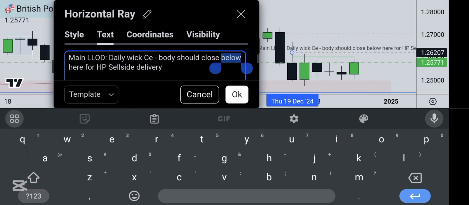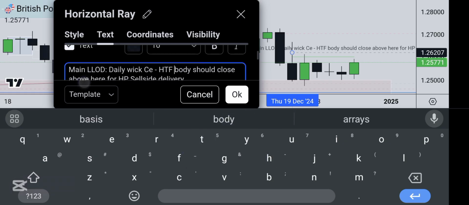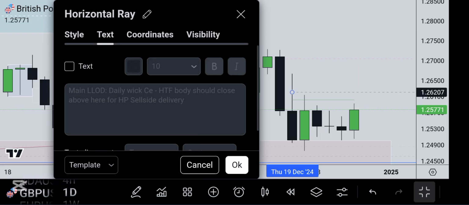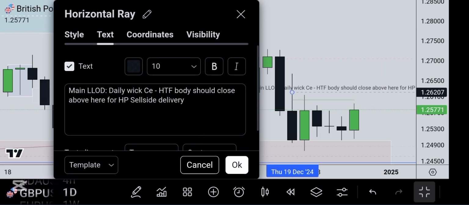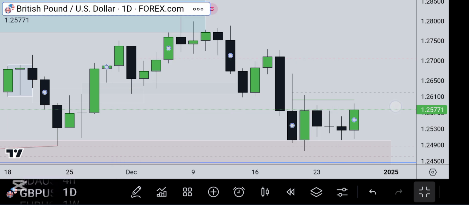So that's a typographical error. And higher time frame, I just put HTF. So if you haven't seen HTF, it means higher time frame. So higher time frame bodies should not close above here for high probability. HP here is high probability, not the laptop, high probability sell side delivery. So that 1.26207, I don't want to see body closing above it.